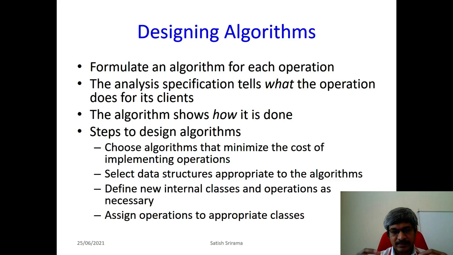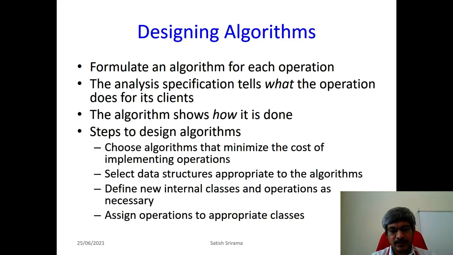The analysis specification basically tells what the operation does for the clients, whereas the algorithms actually show how it is done. There are several steps which we may have to follow in designing these algorithms. First, we have to choose those algorithms that minimize the cost of implementing operations. Reducing cost is always critical. We'll discuss that in detail.